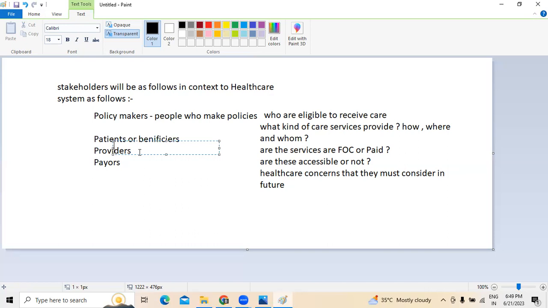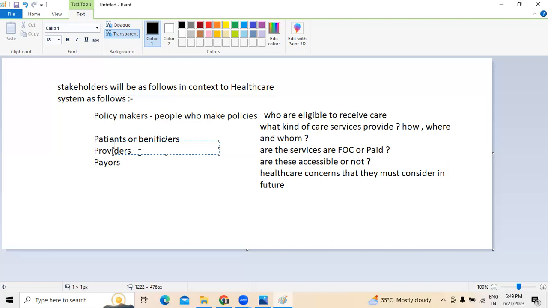So whoever is providing care delivery for the beneficiaries, the patients who have come to them, whatever delivery services they provide must be under the policy framework initiated by the policymakers, by the government, because there are some rules and regulations that people have to follow. This is where we generally call it a regulatory board or regulatory authority.